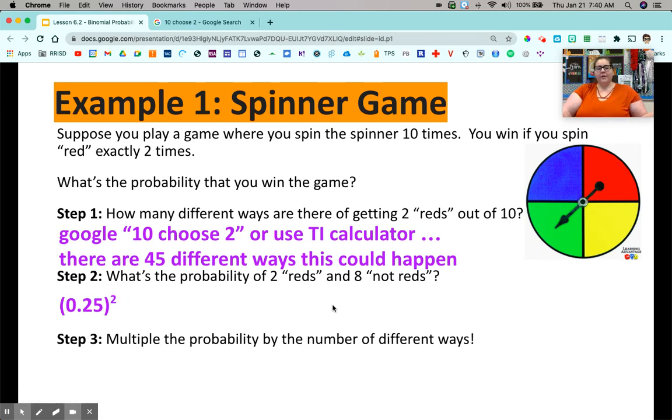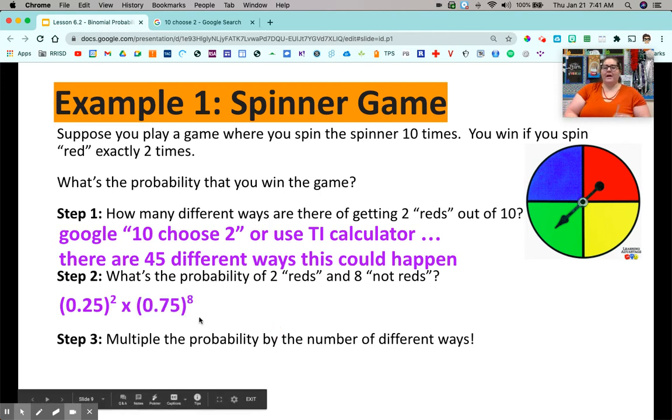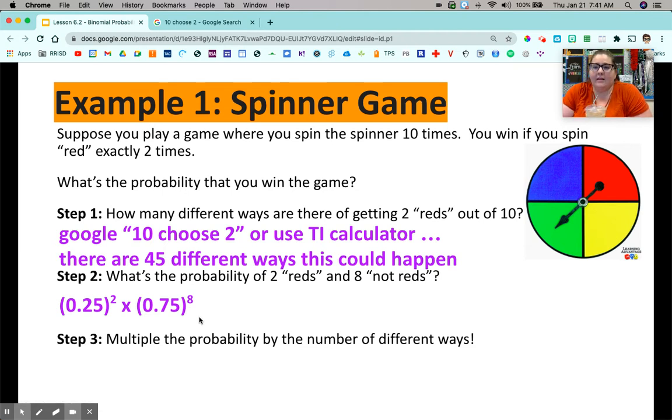Where did 0.25 come from? Well, the probability of getting red on my spinner is 0.25. There's 1 out of 4 that are red. So 0.25 squared, multiplied by itself, because we want 2 reds. And then we want 8 that are not red. Not red would be the rest of the circle, so 0.75 would be that probability. And we multiply that by itself 8 times because we want it to happen 8 times. So we want 2 reds and 8 not reds. We put that in our calculator and we get 0.0063.